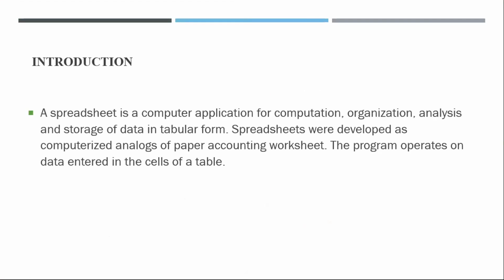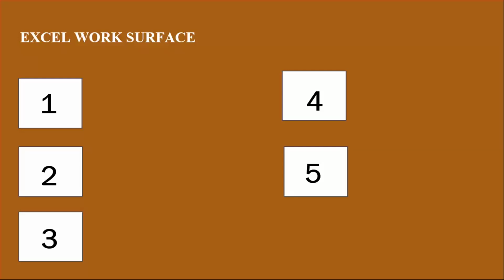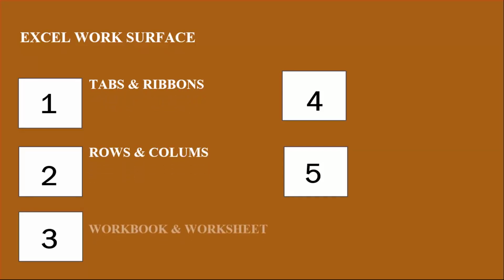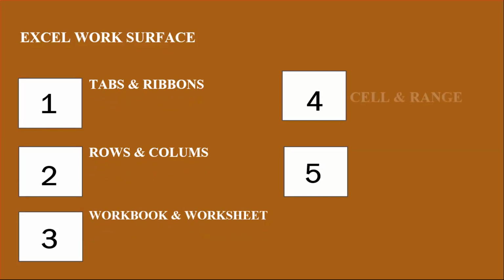Okay. So the next one is we need to understand the Excel work surface. Number one thing we'll be looking at here is the tabs and ribbon. We are going to look at rows and columns. We're going to look at workbook and worksheet. We're going to also look at cell and range. Then we're going to look at navigation.